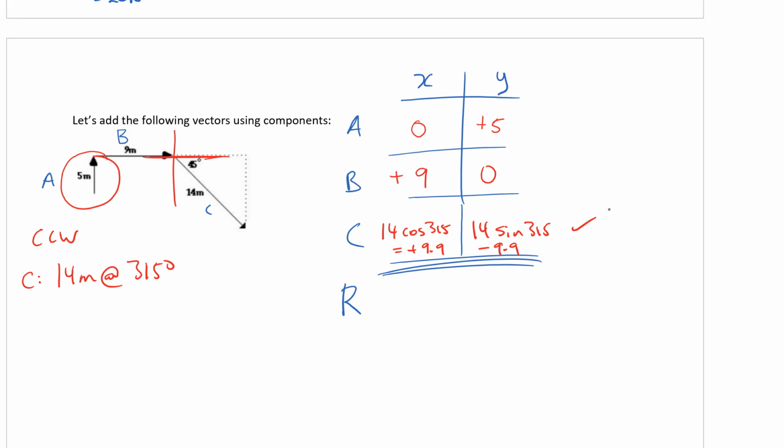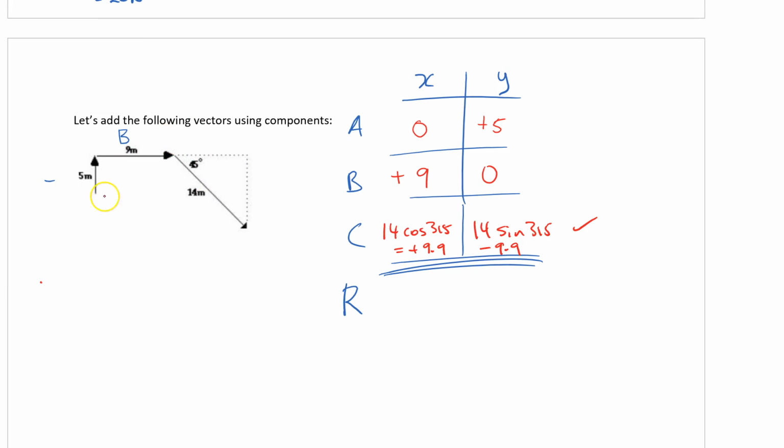Okay, so now thinking about the resultant. We've thought about our resultant before, and we could say, okay, if we're starting here and we're ending there, here's my resultant.